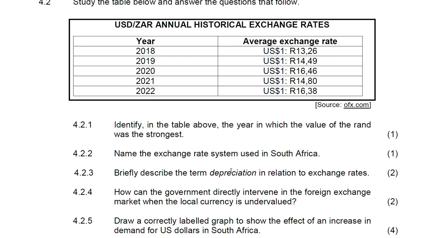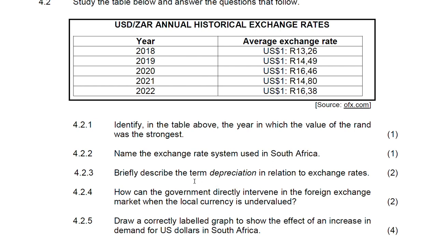Depreciation means it is the point where we need more rands in order to buy the foreign currency. For example, if we're looking at 2018 to 2019, the rands that we require in order to buy one USD increased from 13.26 to 14.49. So that means the rand during this period did depreciate.